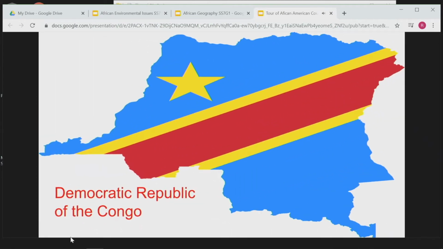Next stop on our tour is the Democratic Republic of the Congo. It is located below Sudan in the center of Africa. It is home to the rainforest and also the Congo River.